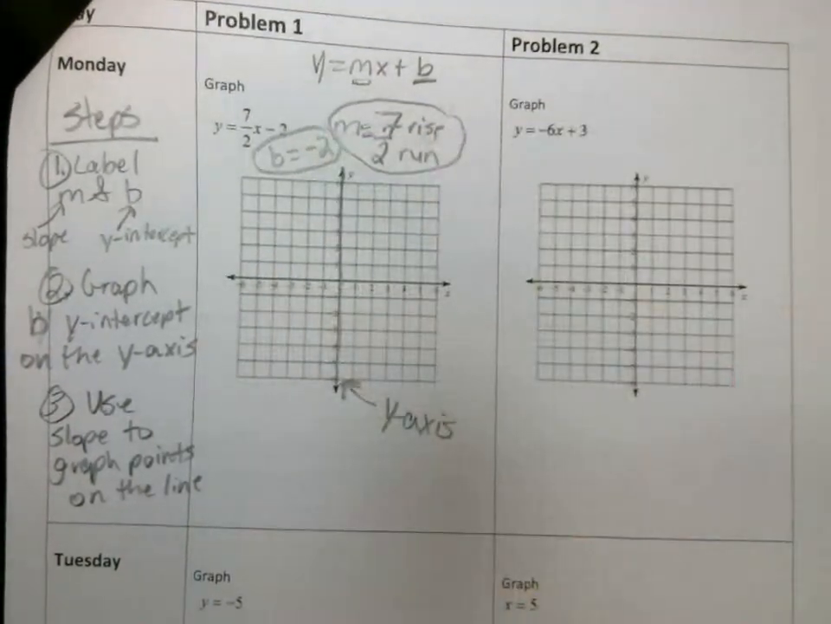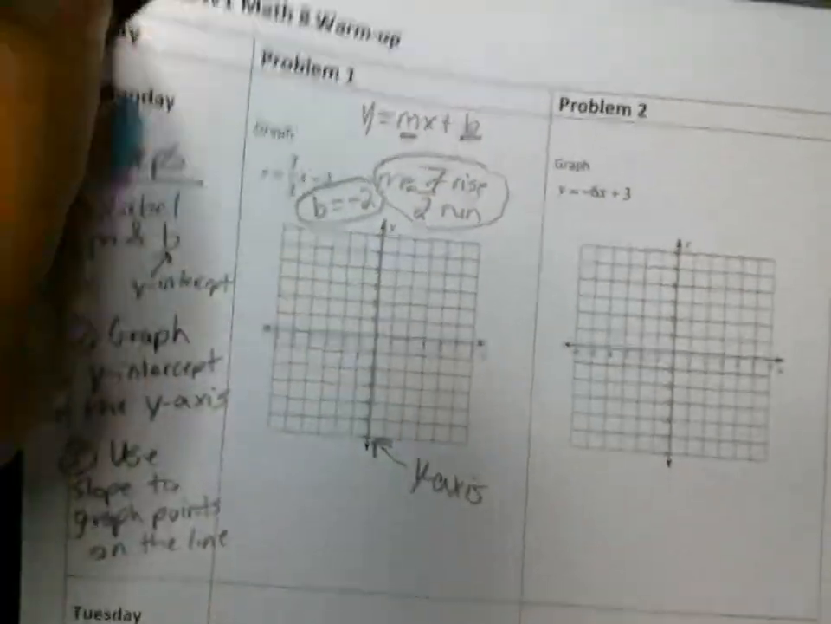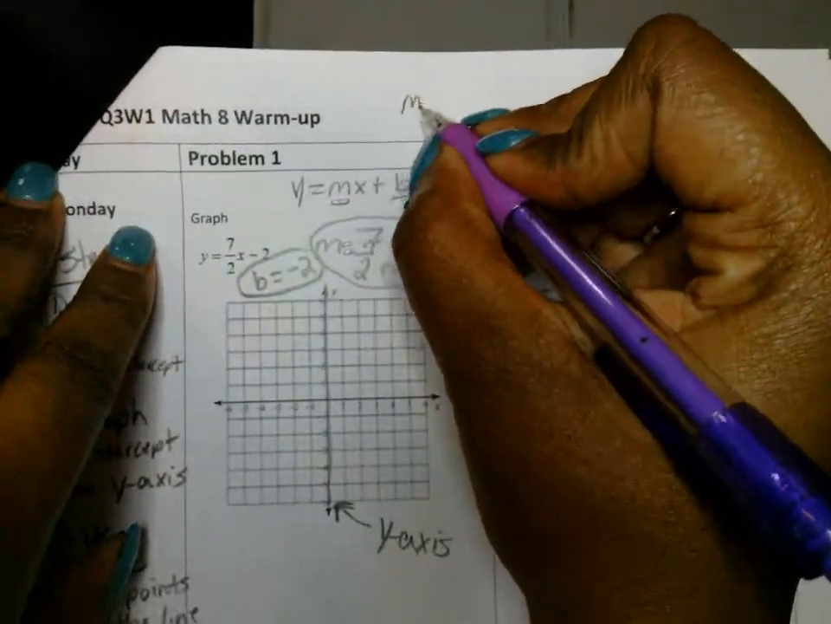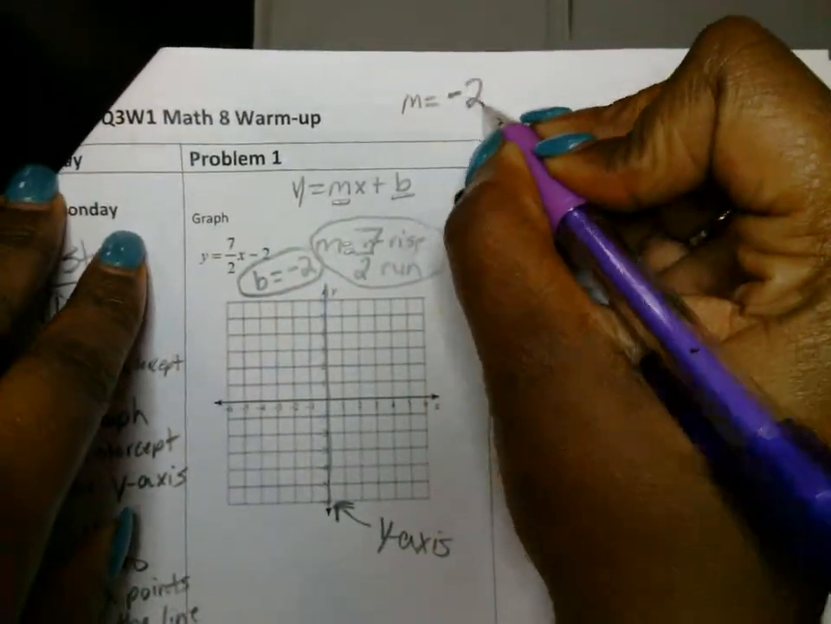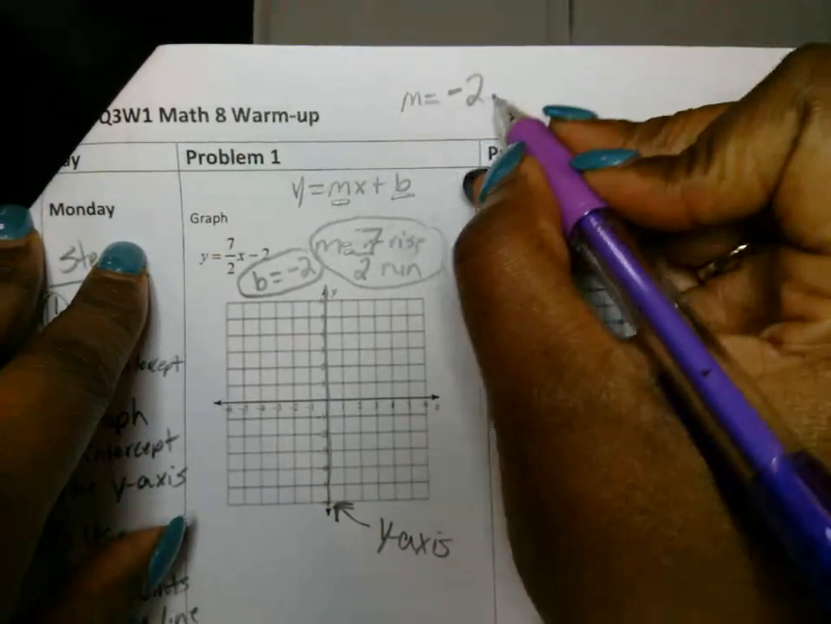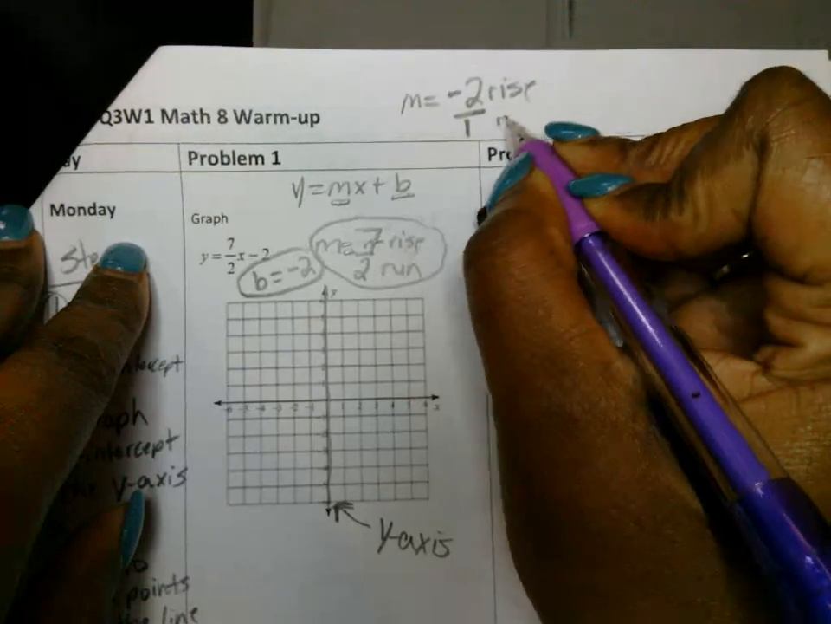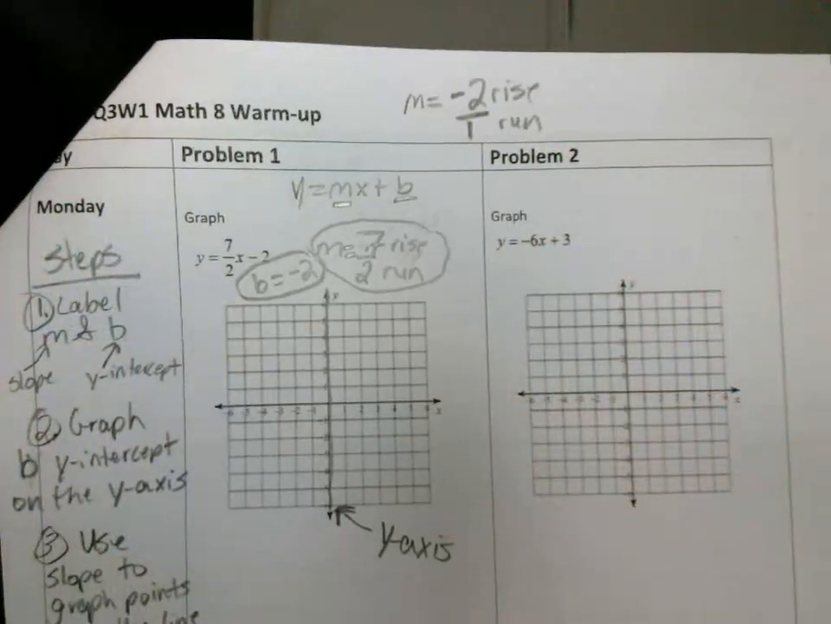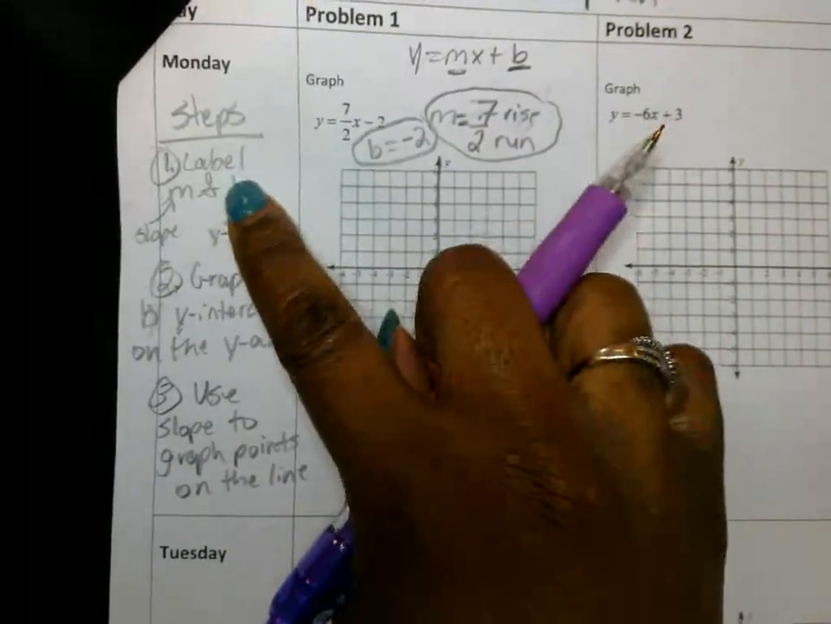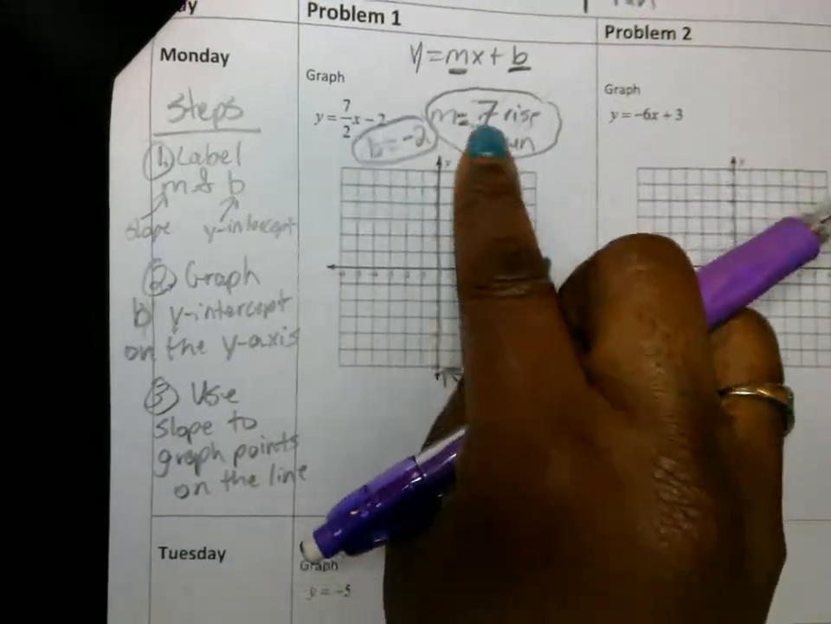Well, Miss Reyes, what happens if it's an integer? What happens if your slope is a negative 2? Then all you do to make it a fraction is to put it over 1. So then you'll have a rise over a run. So anytime you just have a single number as a slope, write a 1 under it so that you have a fraction, okay? All right, so this is the first step. Label your M and your B.